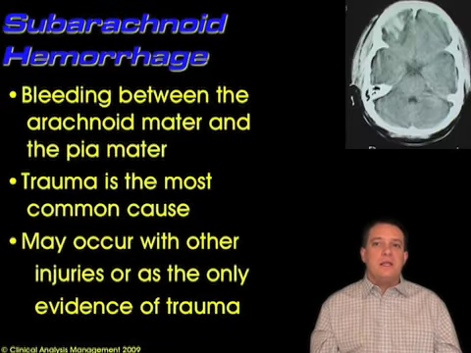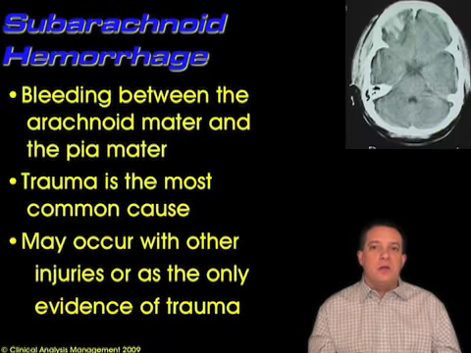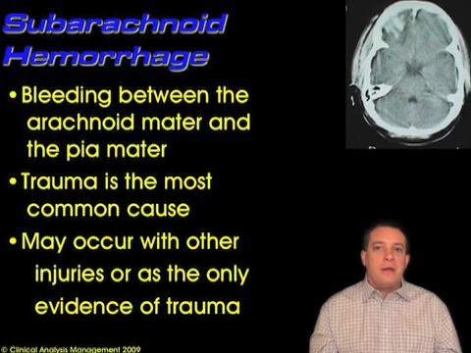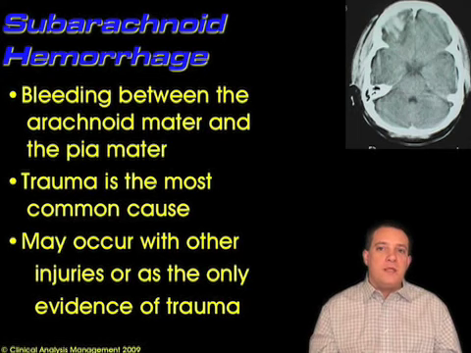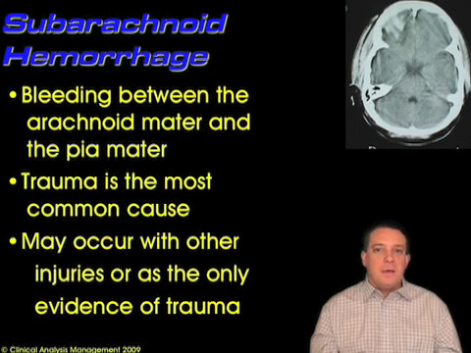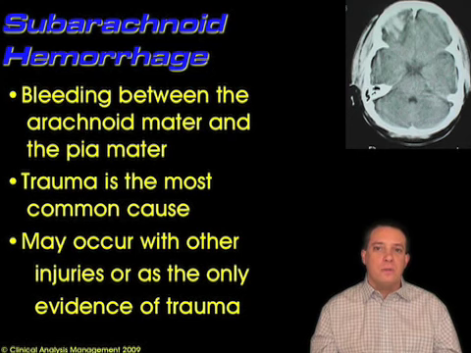Okay, when we talk about subarachnoid bleeds, there's a couple of good reasons why we would get a subarachnoid bleed. The most common reason somebody gets a subarachnoid bleed is actually because of trauma. So the most common reason we see subarachnoid bleeds is trauma to the head. The second most common reason why we get subarachnoid bleeds is actually because of a rupture of an aneurysm in the circle of Willis or a berry aneurysm rupture.